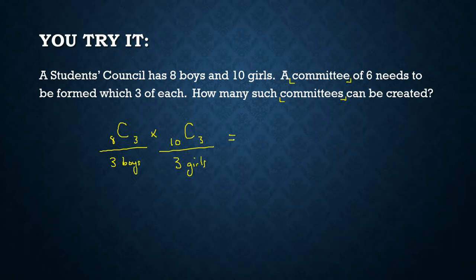And that's it. We will multiply these 2 results together. Apply the FCP. So 8 choose 3 times 10 choose 3. So you should be trying this too on your own. I just did it right now, and I got 6,720 different committees. All right, let's move forward.